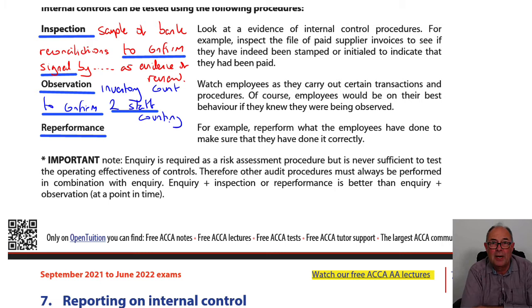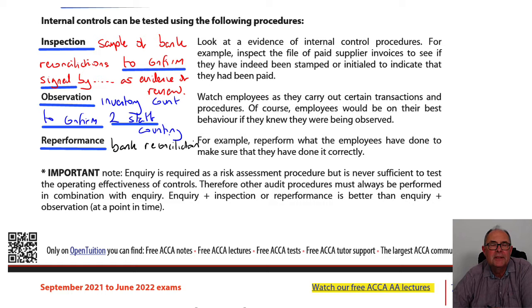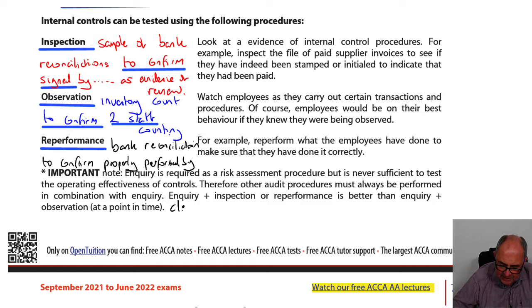Or another way, another one might be to re-perform a bank reconciliation. Why? The client's already done it, so they're standing there looking at you with their mouth open, and you're saying, I'm going to do my bank reconciliation, and then we'll compare the two. So the client staff don't like it. We have to say, tough sausage. Don't write that in the exam either. Re-perform the bank reconciliation to confirm that it's been properly performed by the client. I'm just making sure they did it properly in the first place.